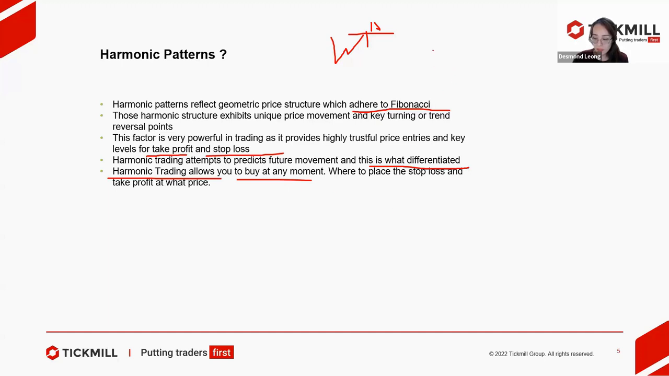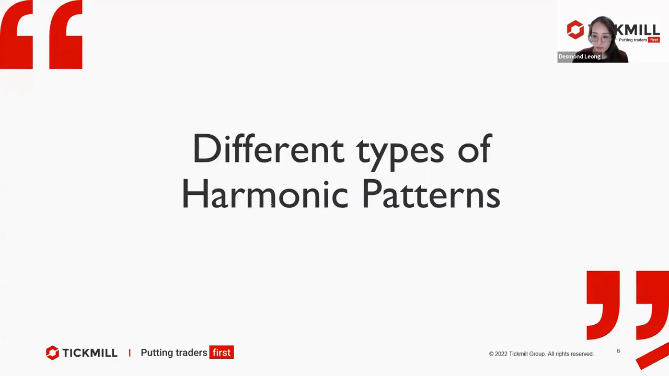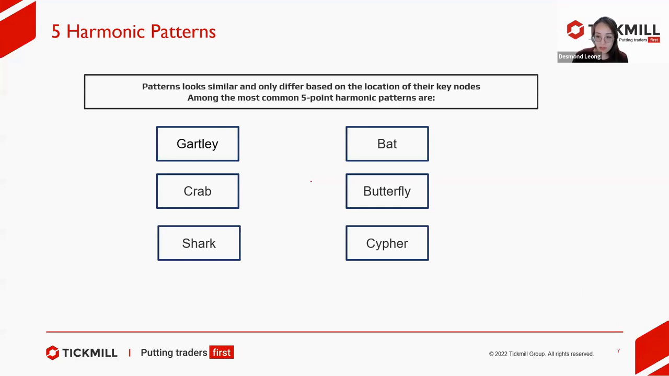For example, if you think they're going to form A, B, C, and then maybe you say this is going to be a bat pattern, then you will place the buy order from here. That is more for when you already know how to trade. Or they can also tell you where you're going to place the stop loss or profit, based on the Fibonacci confluence zone.